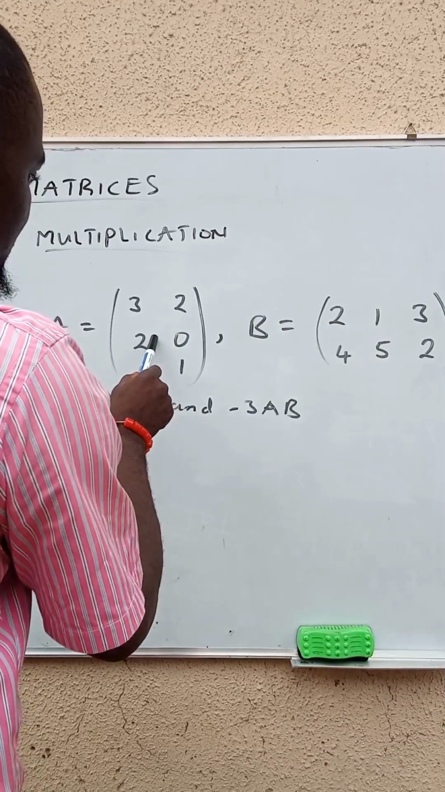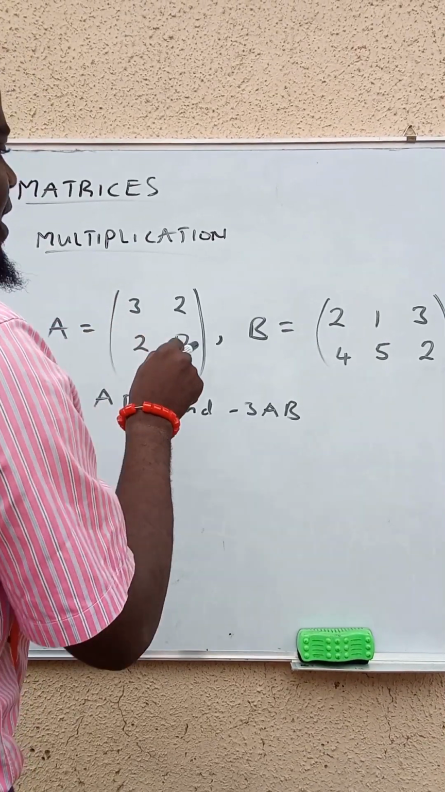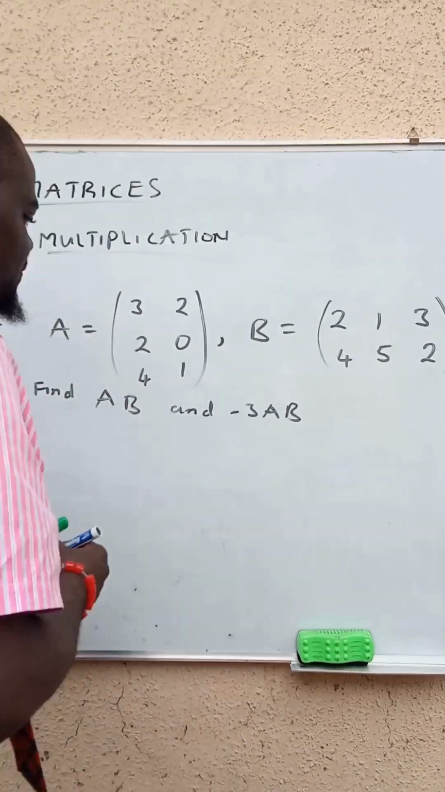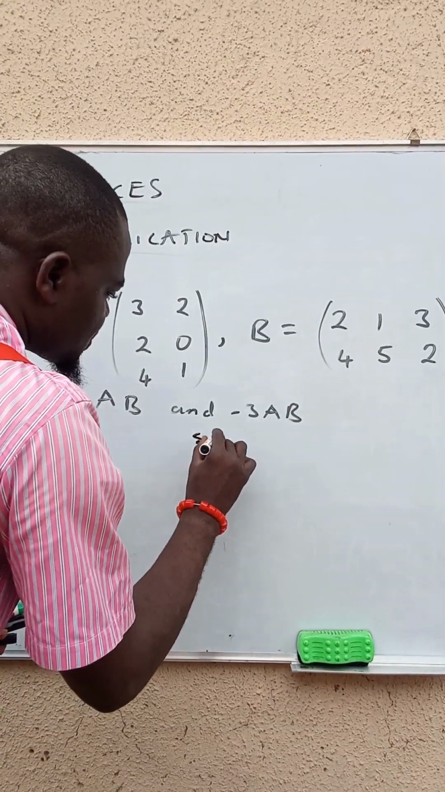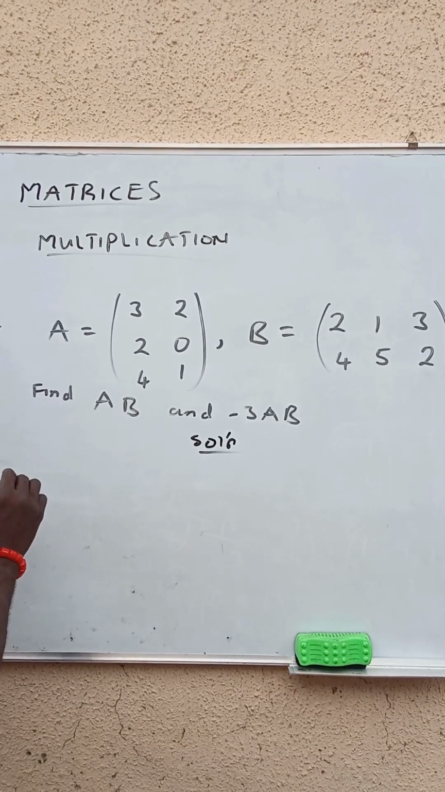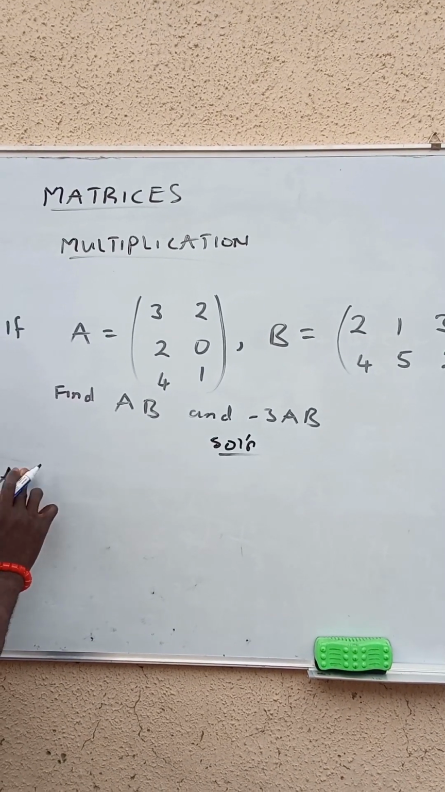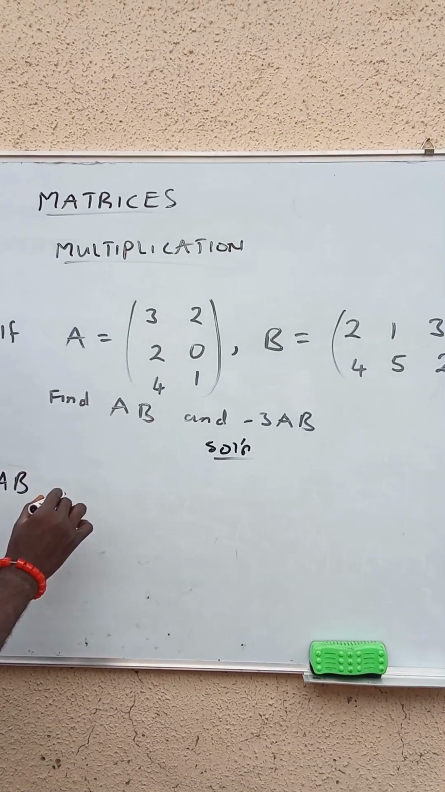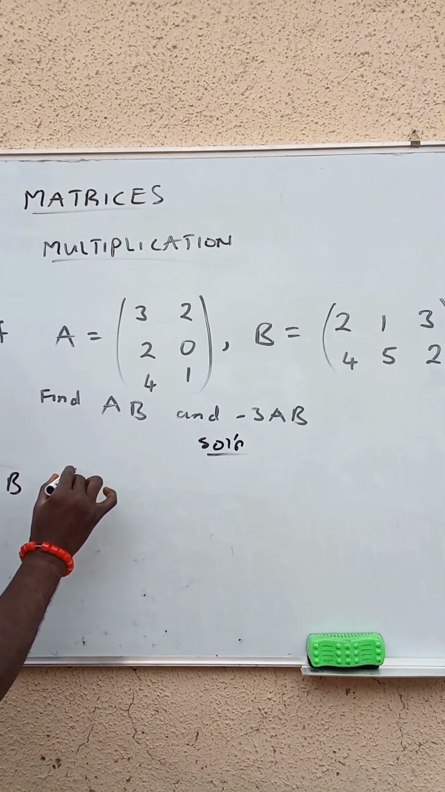So the number of columns in A is equal to the number of rows in B. So it is conformable. And in that case, we said what? Solution. Now AB, which they told us to find, will now be what?